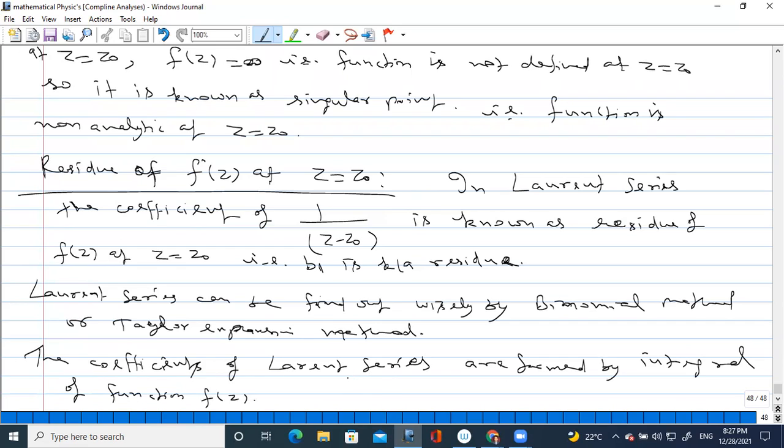f(z). Okay, but in the Taylor series, these coefficients are made by differentiation of the function, but here they are made by integral of the function. So these can be utilized to get the complex integral, because they are made by integral of the function. So these coefficients can be utilized to get the integral of the function. Simple. Note down it.